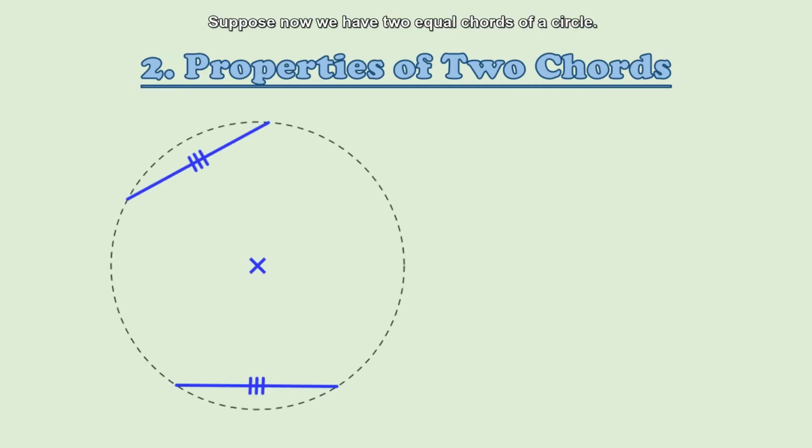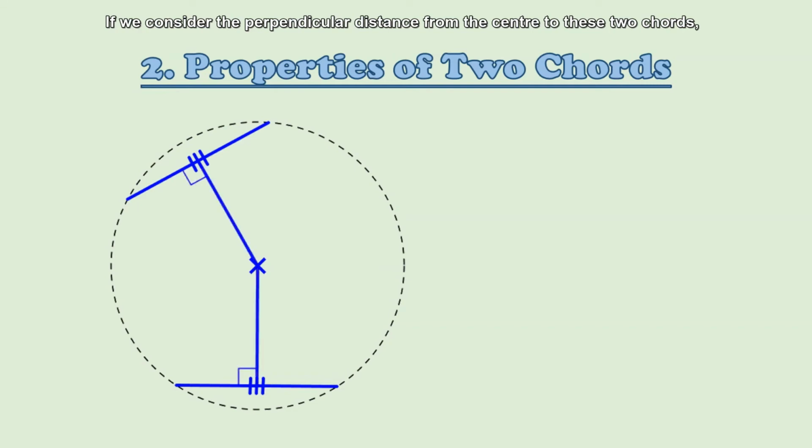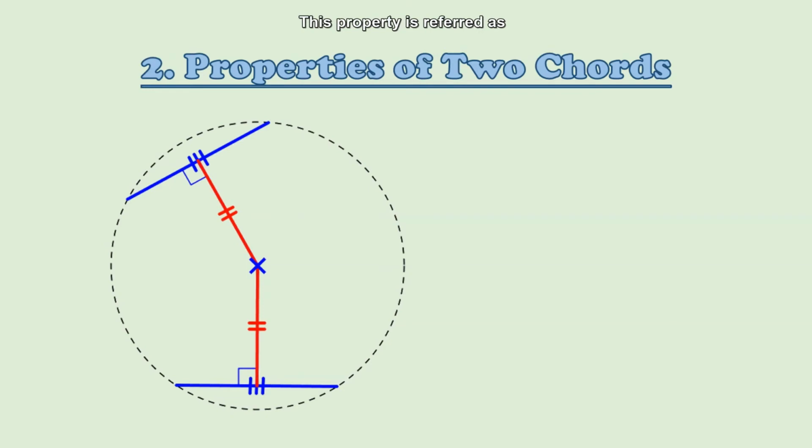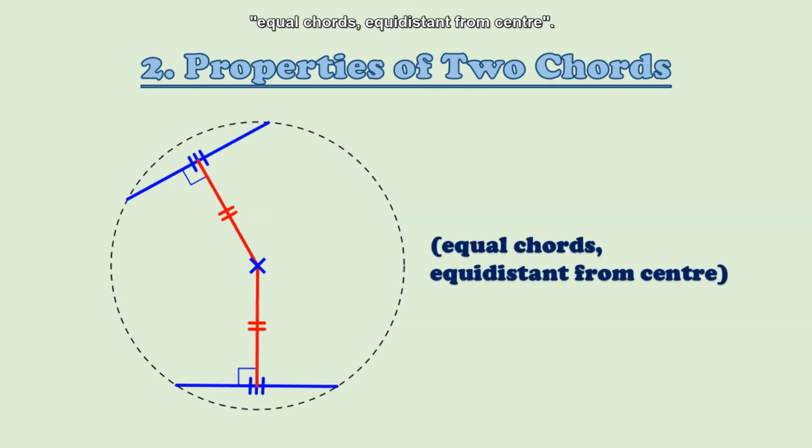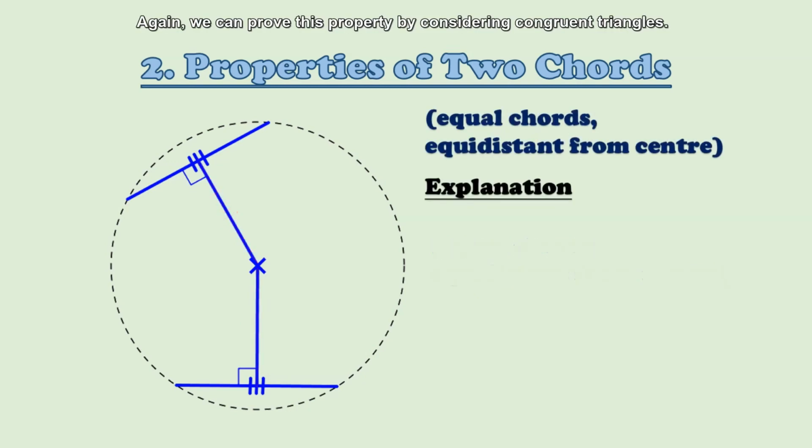Suppose now we have two equal chords of a circle. If we consider the perpendicular distance from the center to these two chords, they should be equal. This property is referred to as equal chords equidistant from center. Again, we can prove this property by considering congruent triangles.